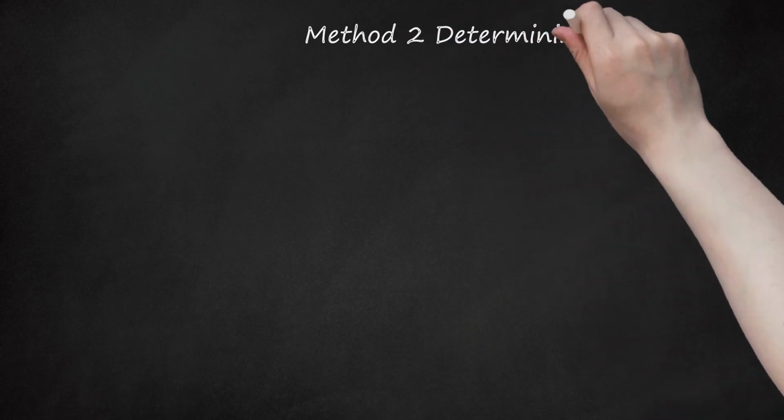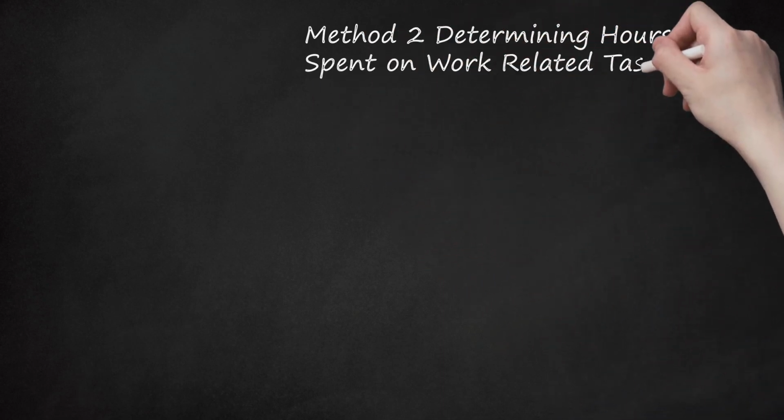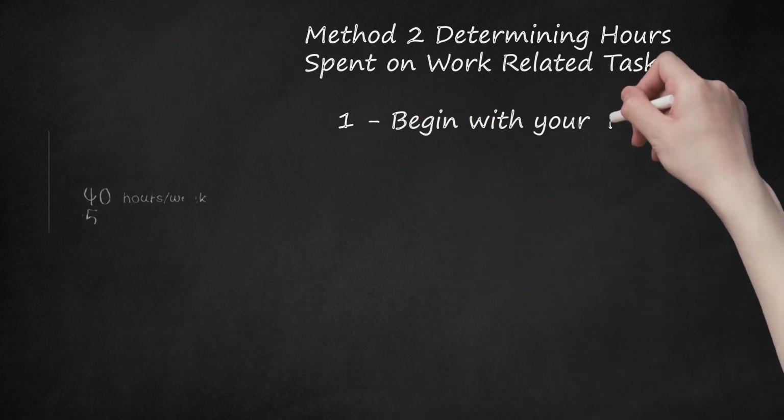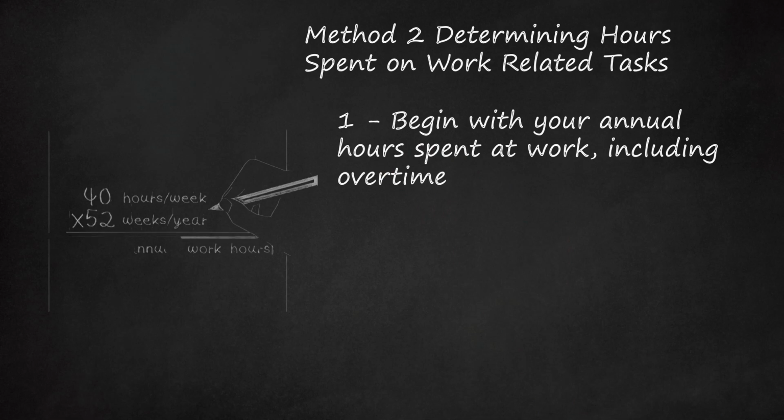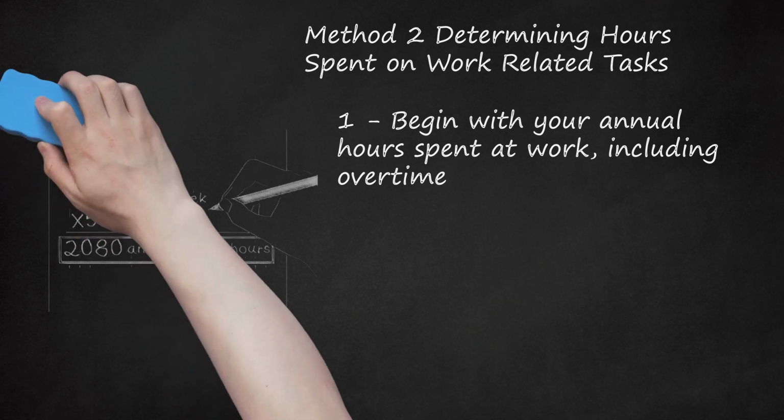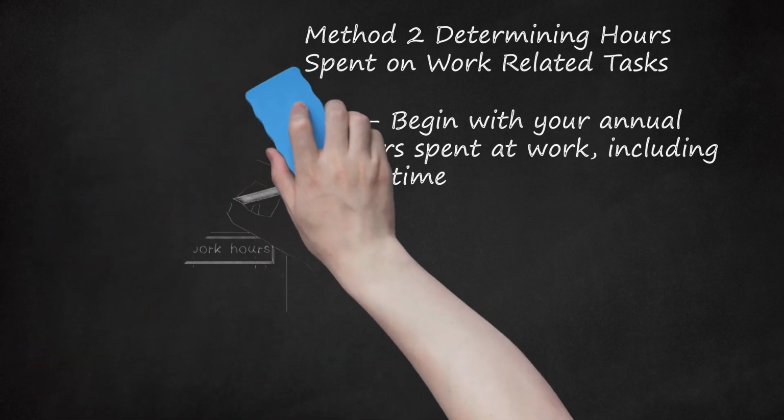Method 2. Determining hours spent on work-related tasks. 1. Begin with your annual hours spent at work, including overtime. The easiest way to determine this is to start with the paid hours for your job every week. If you have a 40 hour per week job, you can annualize this by multiplying it by 52, the number of weeks in a year. Estimate your overtime hours by using previous years as an example, or making an educated guess, for example, 1 hour per week on average. Your annual work hours, for example, may be 2,080, or 40 by 52.